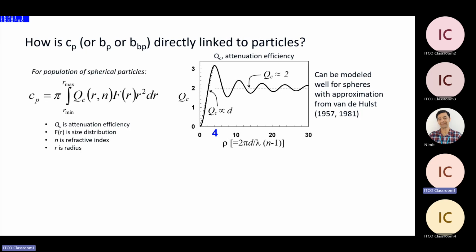So with a population of particles, you've got the attenuation efficiency here for the particles, and you can define it for each size class. Then you've got the size distribution here, which is represented by F(r). This is basically how you weight the contribution from different sizes. And then this is for spheres, so pi r squared is the cross-sectional area of a sphere.